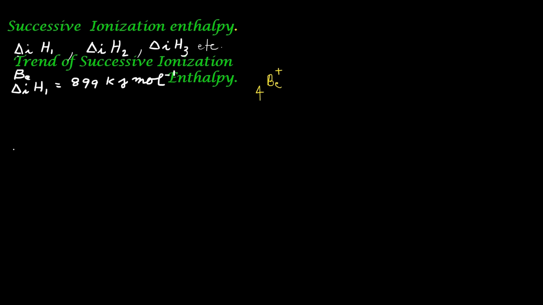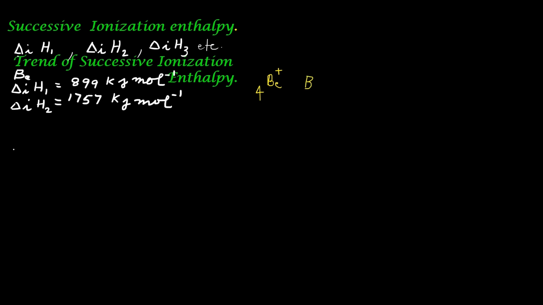The energy absorbed when the second electron is lost is called the second ionization enthalpy, and it is equal to 1757 kilojoules per mole. It is much more than the first ionization enthalpy.